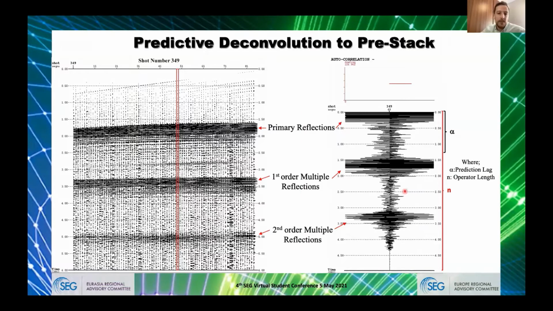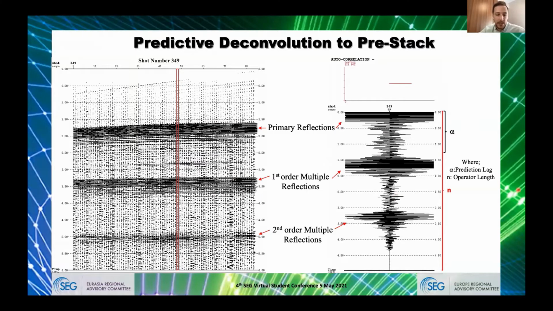The prediction lag value must be chosen equal to the first period of the multiple reflection, and the operator length value must be chosen so as to include the multiple reflections in this time series. So you can easily see our primary reflections and first and second order multiple reflections on both figures as well.